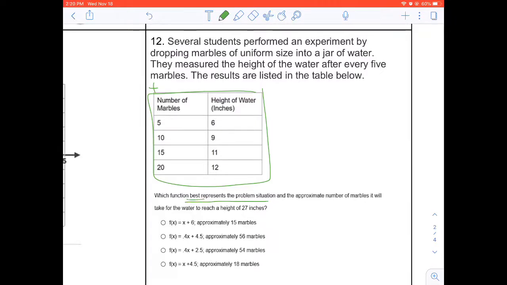Which function best represents the problem situation? So it looks like it's going to be a line of best fit. So we want to try to put a line through this. And that's what these are right here. These are all lines. So we want to find which one of these best fits our line. So you can put your dots, and then you can go type in all of these, or we can make sure that we ask Desmos to do a line for us.